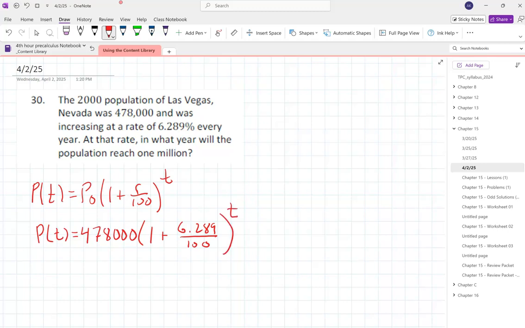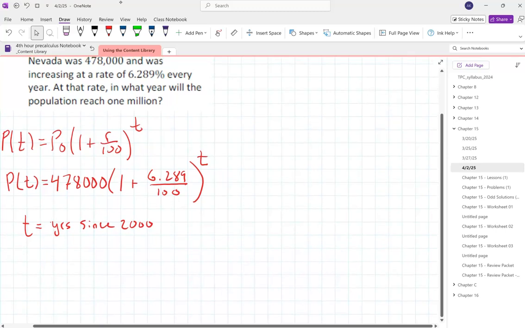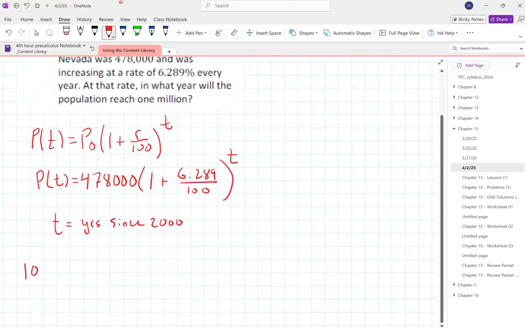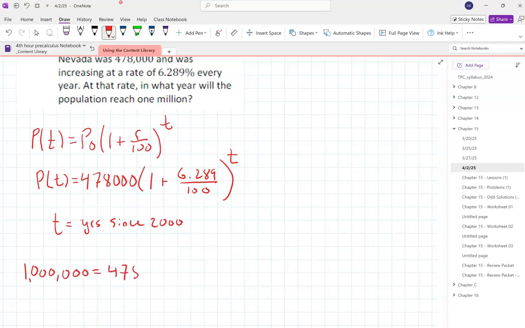And because the R is given in years, I'm going to make T the years since 2000. Wait, Mr. Cole, I have a question. What is the period of? That's the initial amount. Okay. So to solve this, I'm just going to plug in 1 million for P of T, and then into my calculator she goes. I guess I could do that as a decimal.